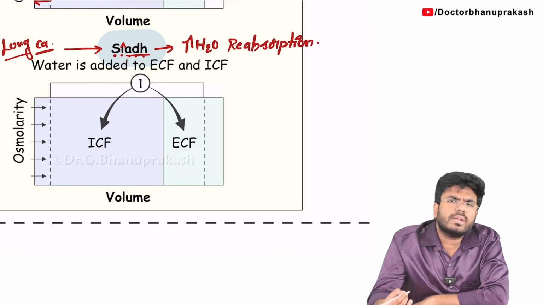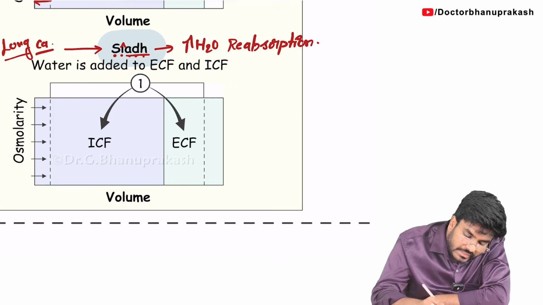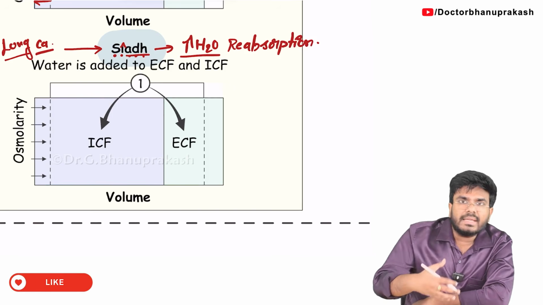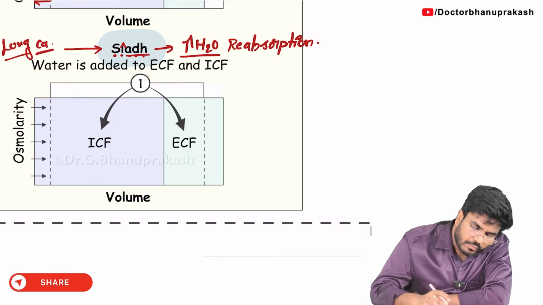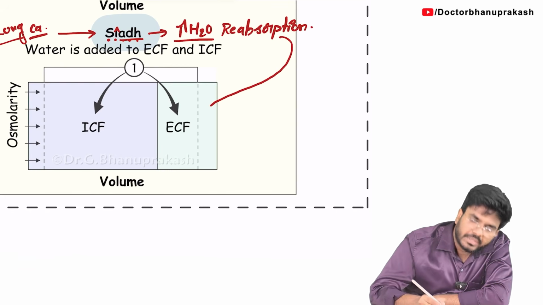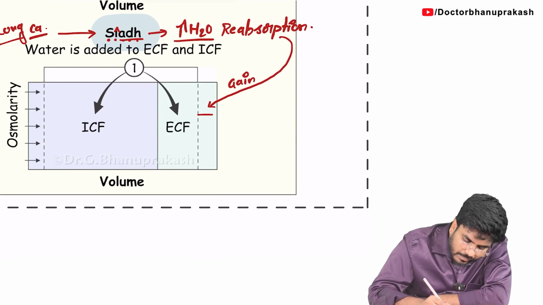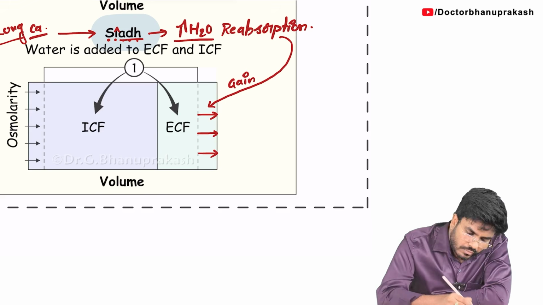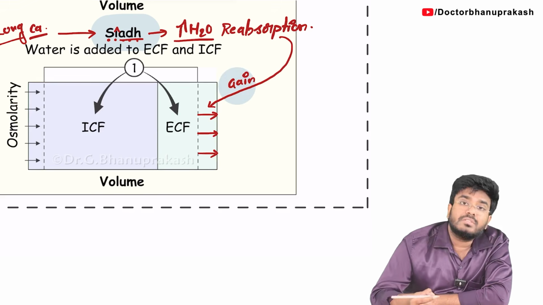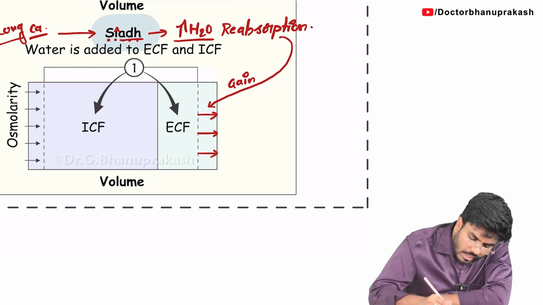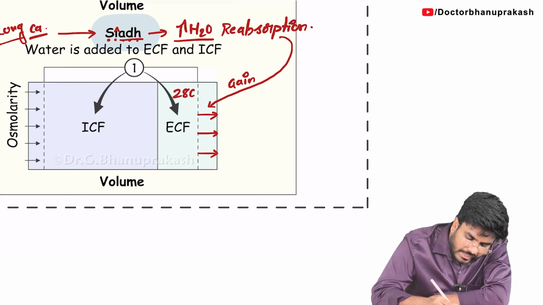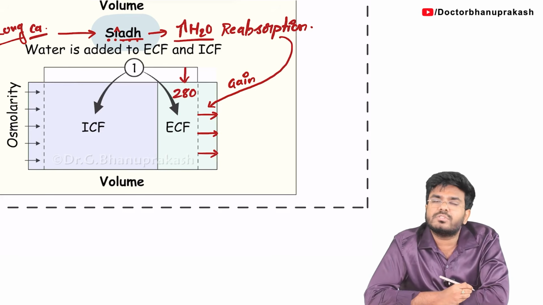So now more and more water is getting reabsorbed, guys. Where do you think this excessive water that is being reabsorbed from the urine will go? Now water will come and add up here. So that is a gain of water. When you are adding more water, what will happen to the extracellular fluid? Extracellular fluid will increase. As you are gaining more and more water, what will happen to the osmolarity? Osmolarity will decrease. From 300 it will decrease to 280.